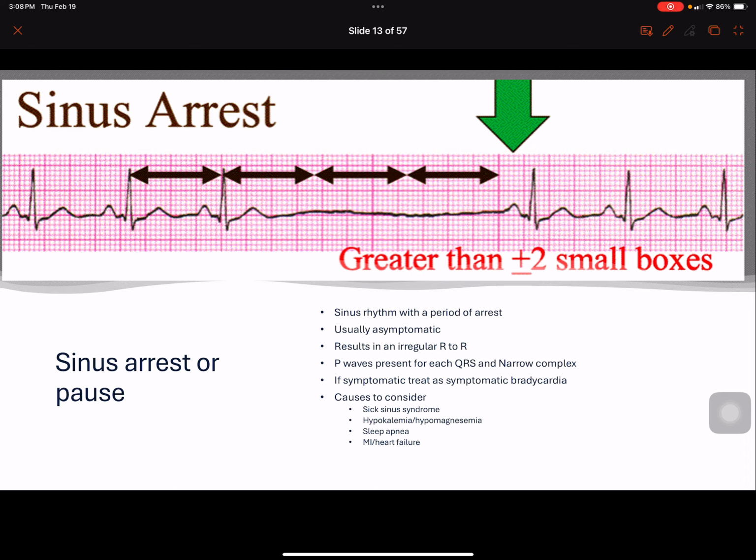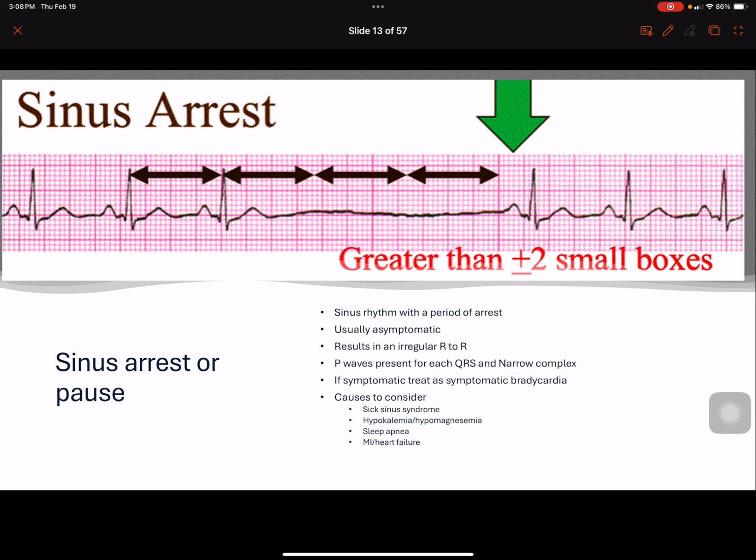Okay, so moving on to sinus rhythms that are a little different. So we have sinus arrest. Sinus arrest can be called a sinus pause or sinus arrest. This is basically where we have a pause or a little period where we have no beats. So we see a regular sinus rhythm, and then we have a sinus pause.